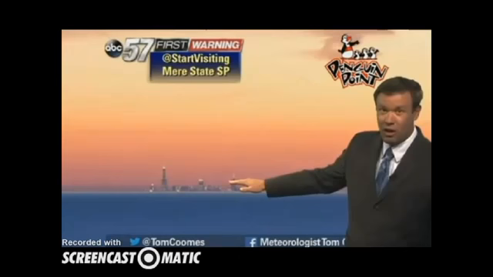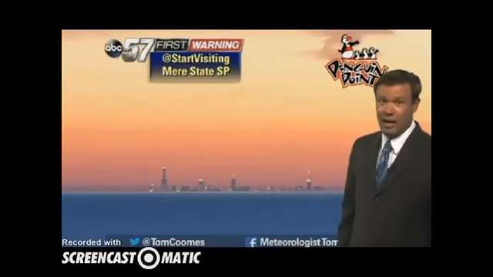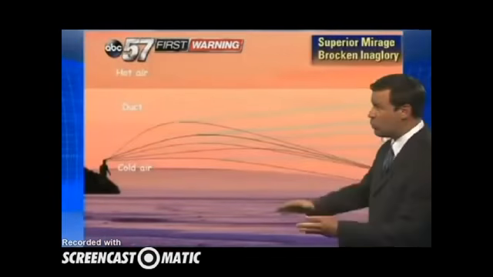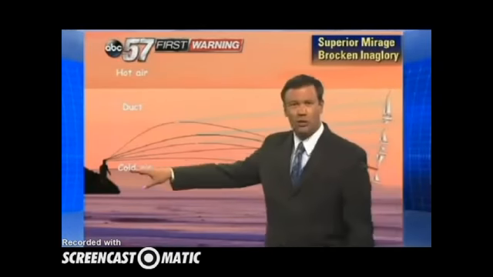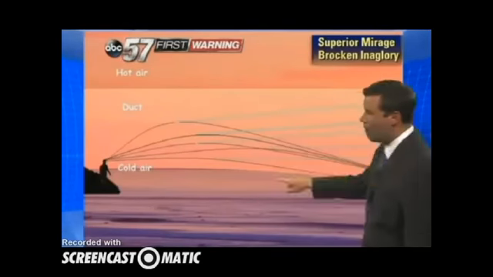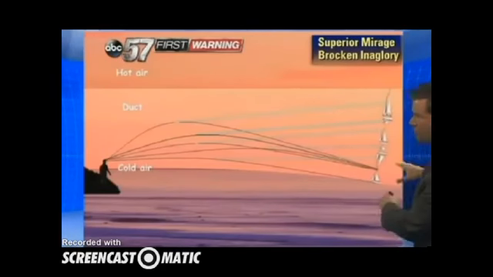Let's listen to a little bit more of the Chicago skyline. Very interesting. Here's what's happening. This is a good example of a superior mirage. So Joshua was on the Lake Michigan shore. He was looking towards the west, and Chicago's beyond the horizon.